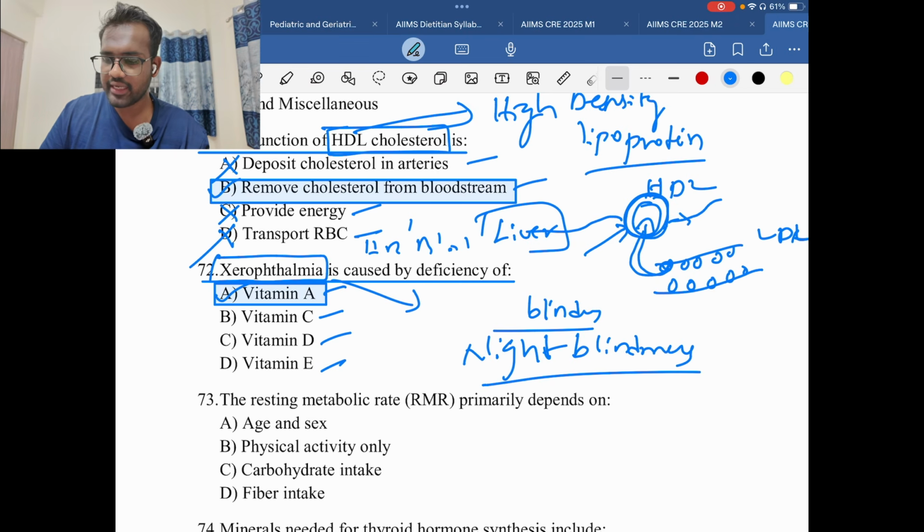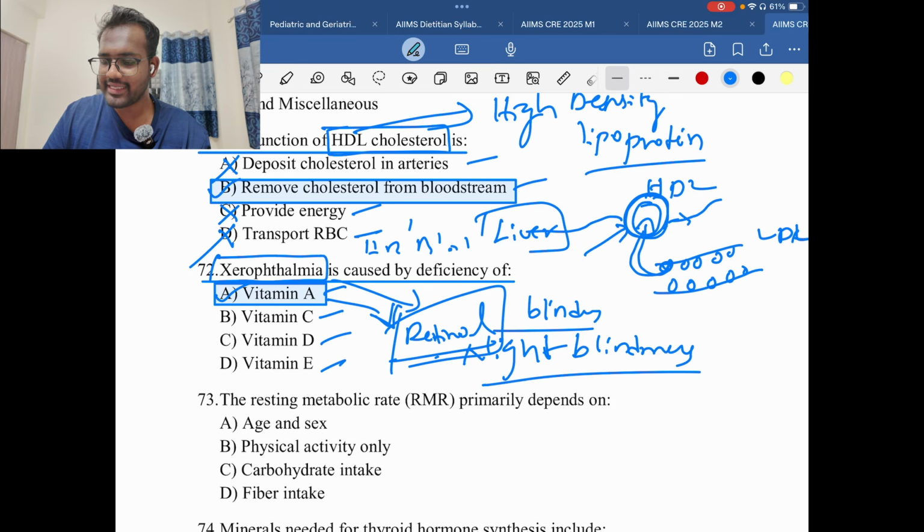What is vitamin A? The other name of vitamin A is retinol. Retinol is a bioactive compound of vitamin A. This retinol helps in eye health. It produces rhodopsin. This rhodopsin helps to maintain the color accuracy in the eye.